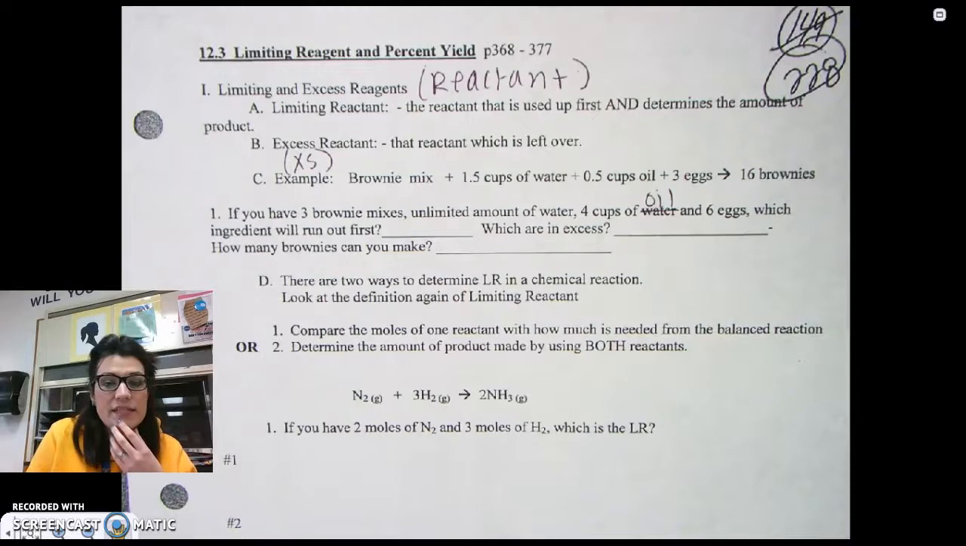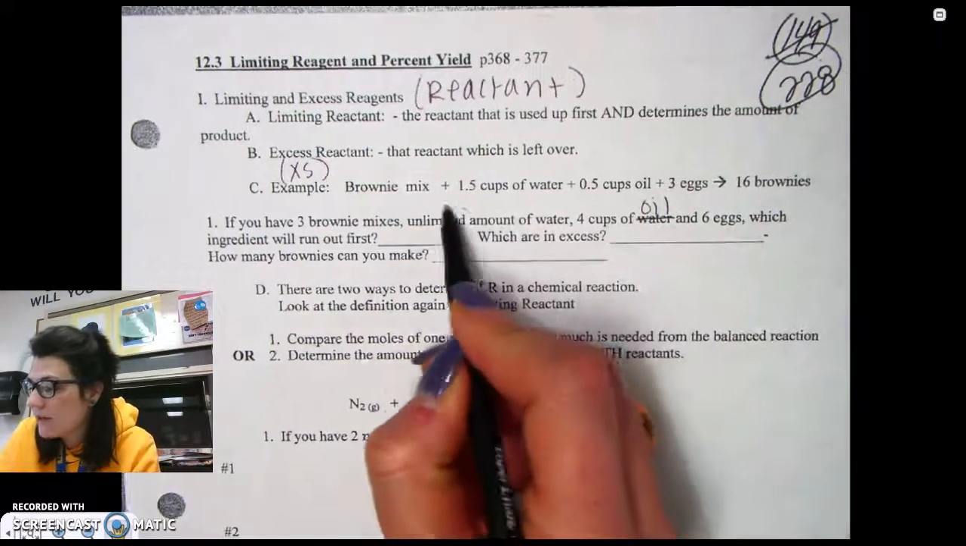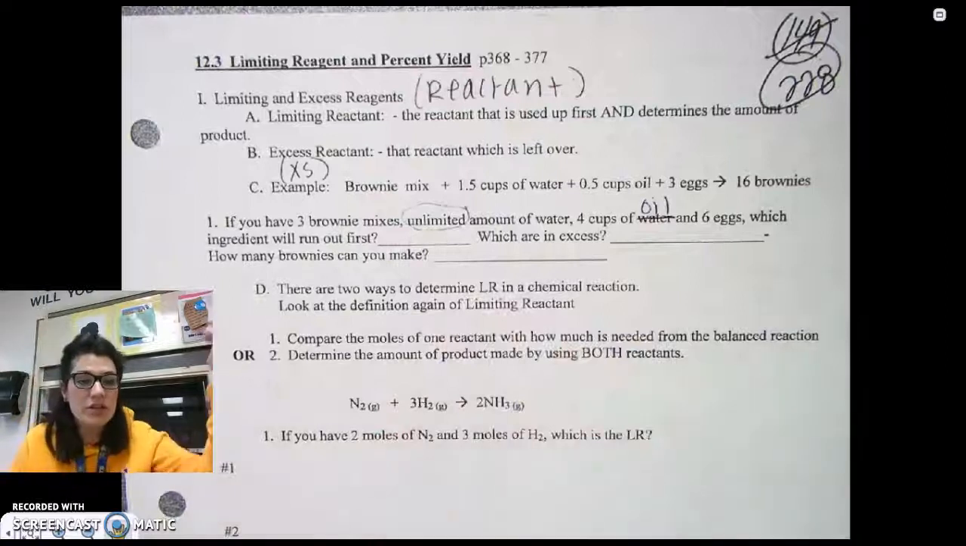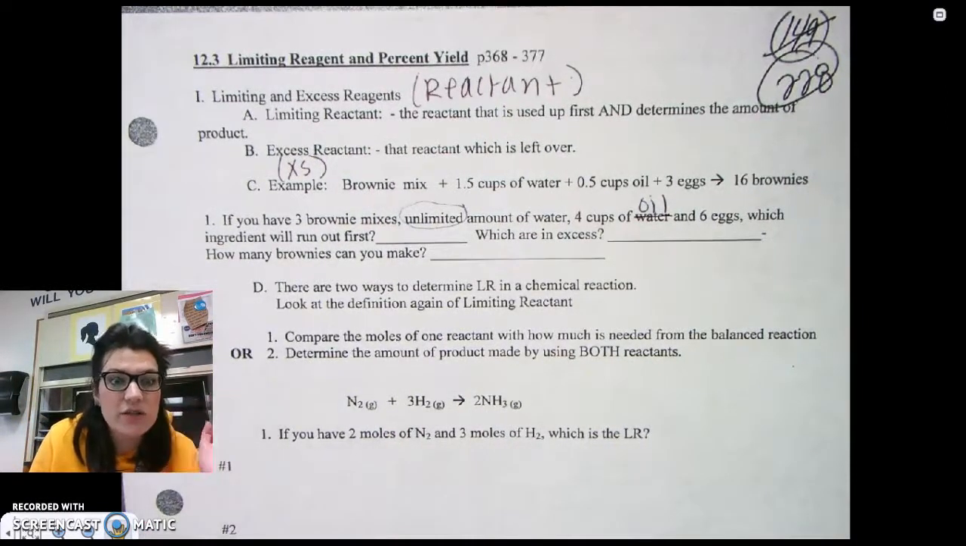Ultimately, I have to see who is going to stop how many brownies I can make. So I know it's not going to be water because I have an unlimited amount of water, right? I can just turn the faucet on and have all the water I want.